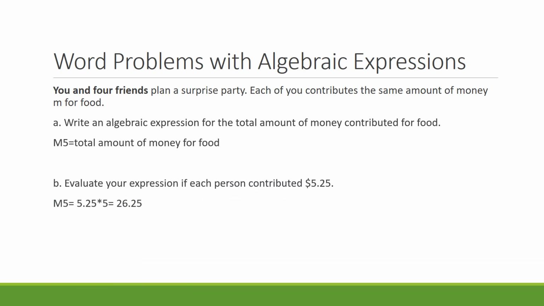Now, let's evaluate this expression if each person contributed $5.25. So we know m now becomes 5.25. How many friends did we say total? 5 friends. 5.25 times 5 is 26.25. This means the total amount of money spent on food is $26.25. Make sure to add your dollar sign in your final answer.